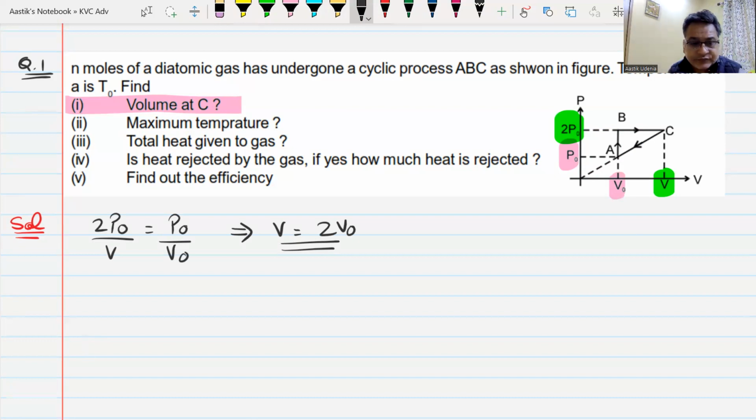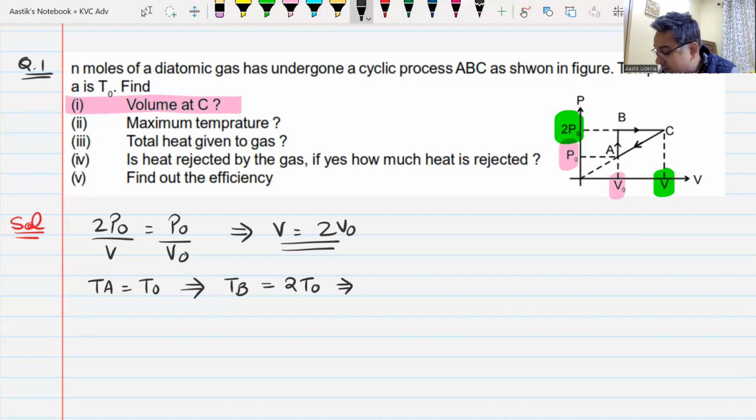Now once you know this, at which point do you think the temperature is maximum? Temperature at point A is given as T naught. From there you can calculate the temperature at point B. It's an isochoric process. Temperature at point B will be 2 times T naught. Once you know the temperature at point B, you can calculate the temperature at point C, which will be equal to 4 times T naught. After that, pressure and volume both are decreasing, so temperature will decrease. So the maximum temperature will be at point C, equal to 4 times T naught. Do we understand this?